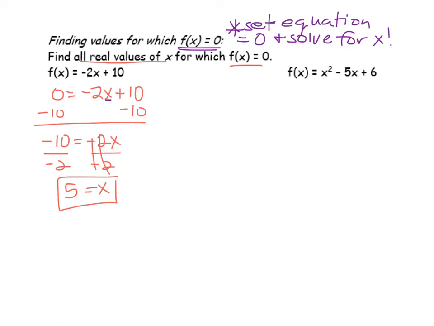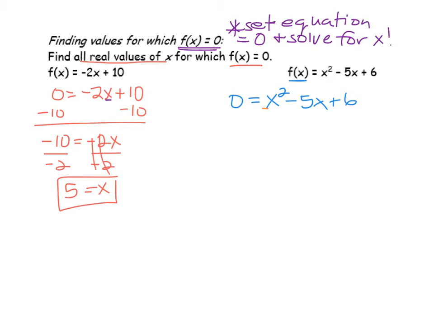Now, over on the right, same idea. Find all real values for x for which that function equals 0. Just means we're looking for x-intercepts. Start by setting that left side equal to 0. If we remember quadratics from the last chapter, we had a couple of options for solving. We could factor, and we could do quadratic formula. To factor this actually will be pretty easy.